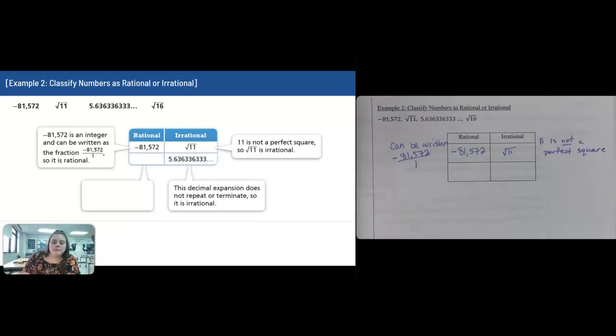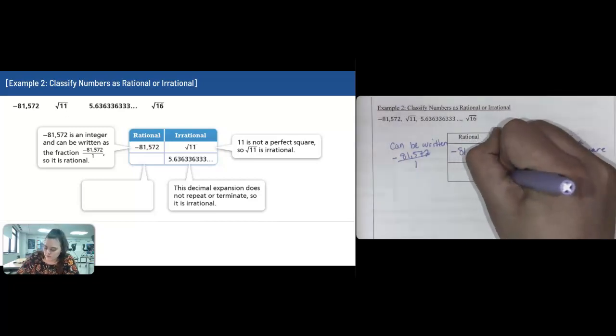5.6363336333... This is not rational, this is irrational, and even though it kind of has a pattern, it's not repeating, it's not terminating, so it is irrational.